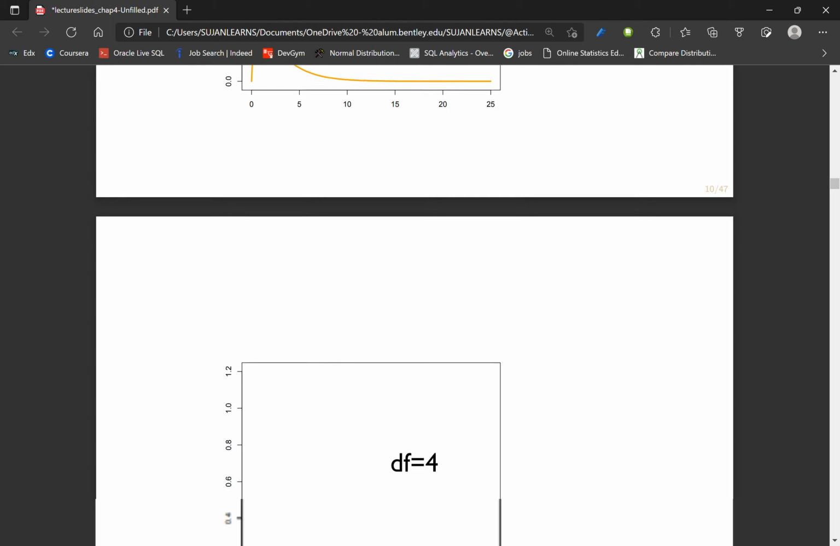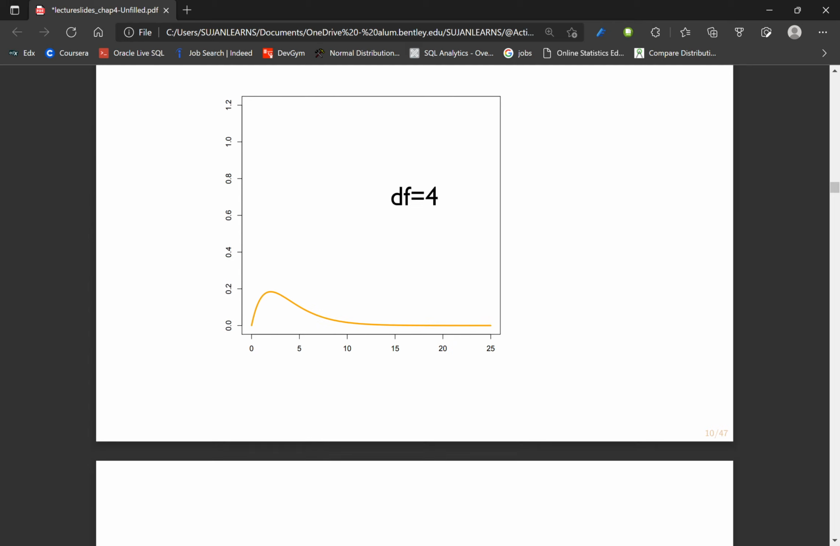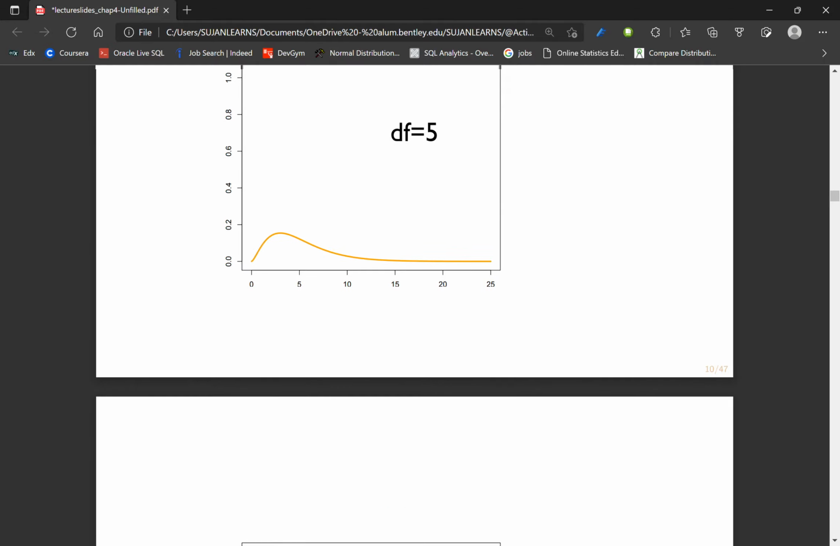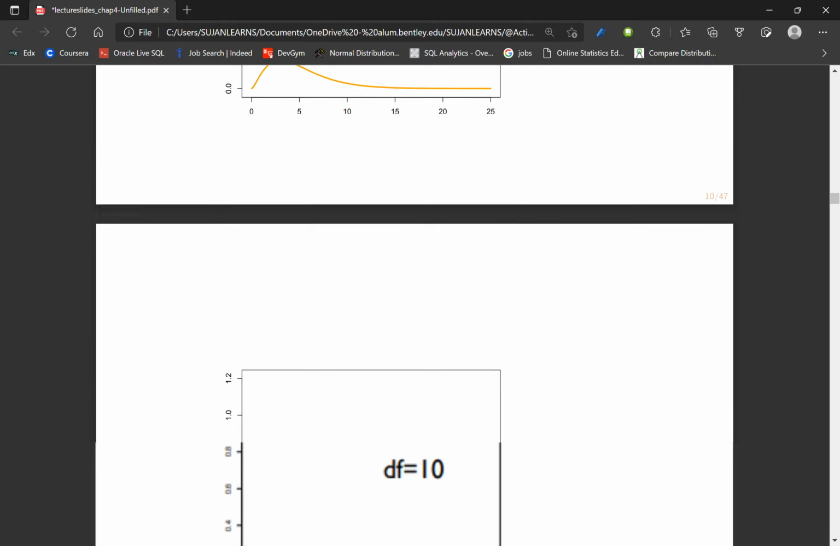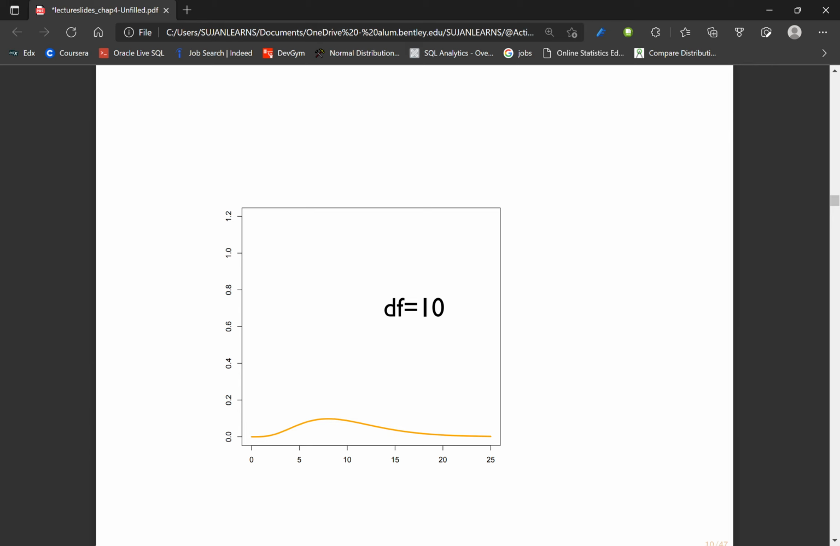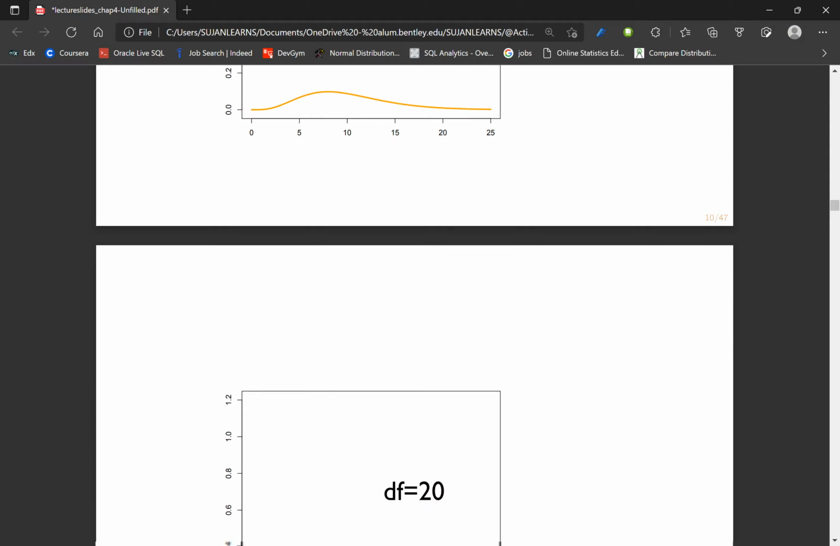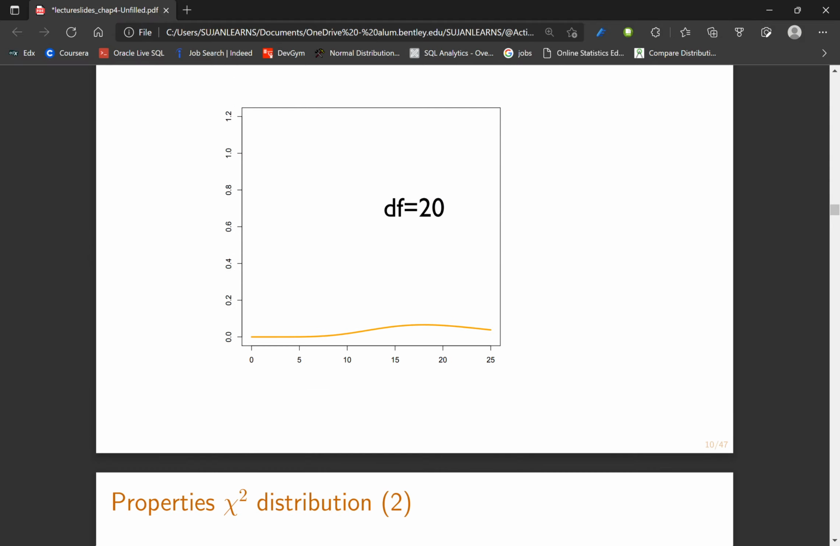When degree of freedom is 4, the bump has moved slightly to the right. And when it is 5, it keeps moving to the right. At 10, the bump starts flattening out, and when it's 20, it becomes even flatter. From this, we understand that as the degree of freedom increases, it also increases the variance as well as the expectation of the distribution.